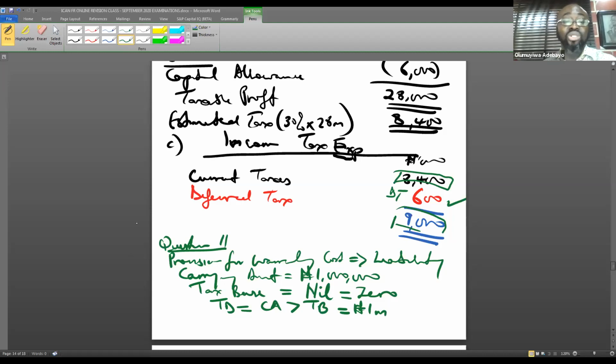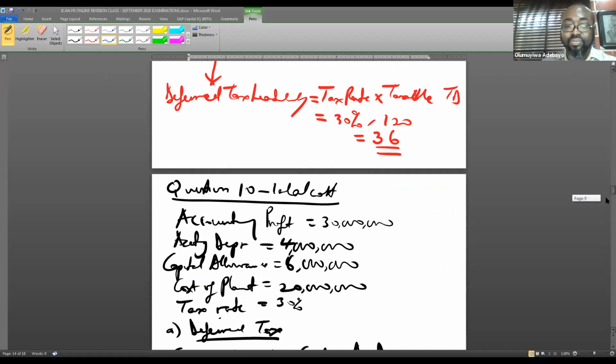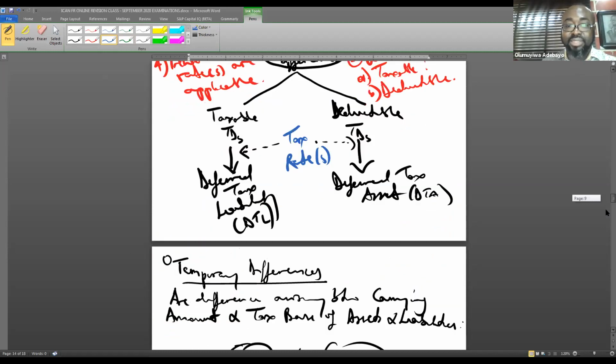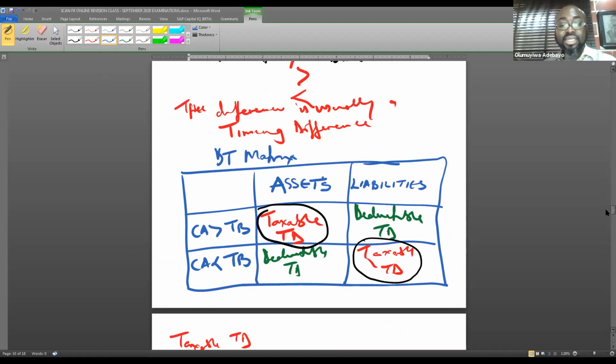Therefore, what are we going to consider this to be? It's going to be considered a deductible temporary difference. Remember, it is deductible because the carrying amount of the liability is greater than the tax base for the liability. Let me show you the diagram again. That gives us this deductible temporary difference.